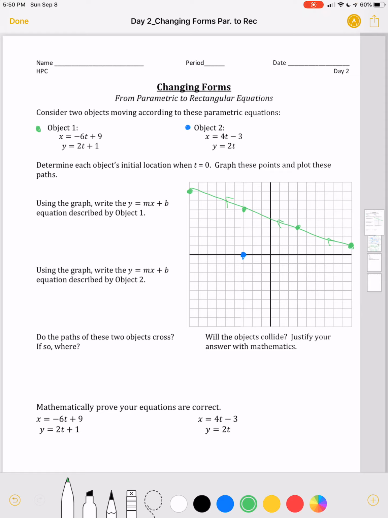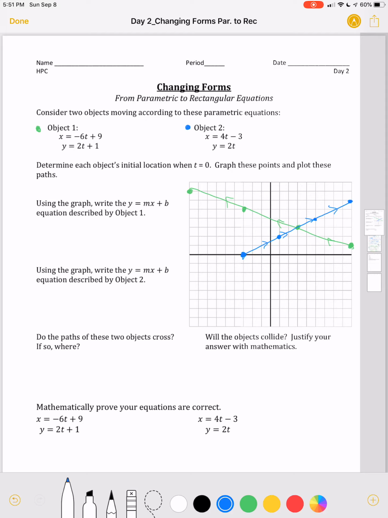Alright, the blue one. Let's see, y is changing by 2 while x is changing by 4. So for every 4 to the right, it's going to go up 2. 1, 2, 3, 4, up 2. 1, 2, 3, 4, up 2. So again, that looks like the path of the blue one, and it is moving this direction. So it clearly looks like these things cross paths.